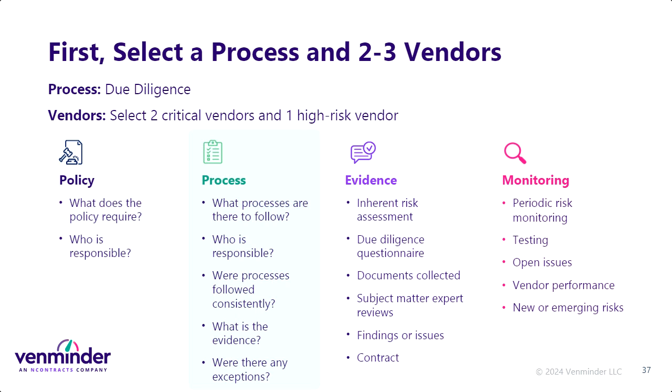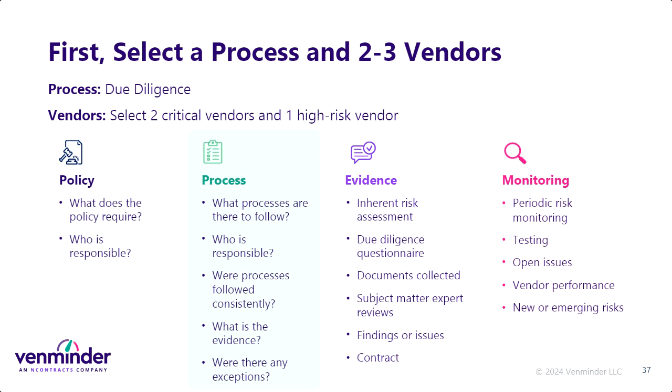Okay, so we know you love examples, so let's go through one. In this process, we're going to look at due diligence, our due diligence process from end to end, and we're going to select a couple vendors. Now, for this, we've looked at 2 critical and 1 high-risk vendor. I always recommend looking at more than one vendor and different risk ratings, but focus on your critical and high because that is where most auditors and examiners are going to put their focus.